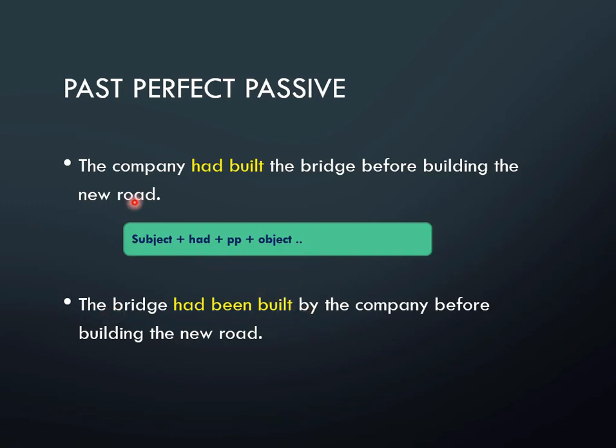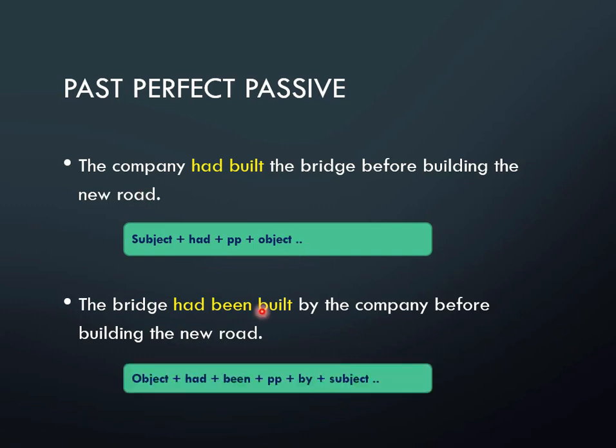If you look carefully and compare these two sentences, what is the structure we followed here? This is the structure: object, had, been, and the PP or the past participle, followed by the preposition by. And if you would like to mention the subject or the doer, you should put it at the end of this sentence. Read these two sentences carefully and compare them together.